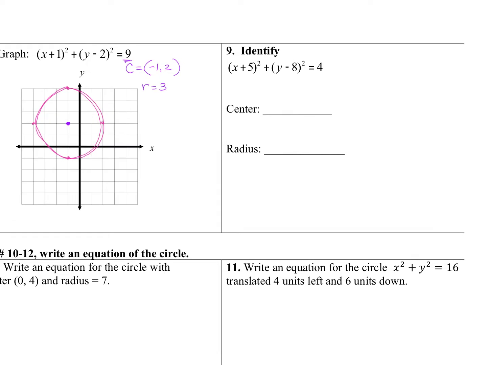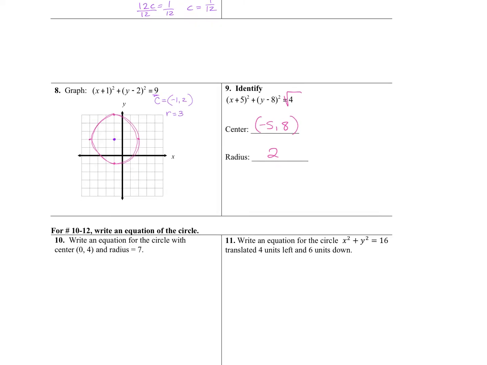Try the next one. Number 9. Identify what is your center there and what is your radius, just like what we just did. What'd you get? What's your center? -5, +8. So again, always opposite of what it looks like it is. And what's your radius? 2. Yeah, take the square root of that r squared number.